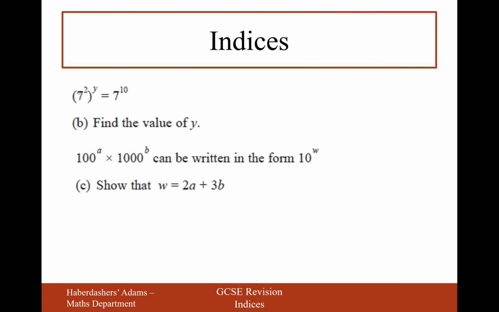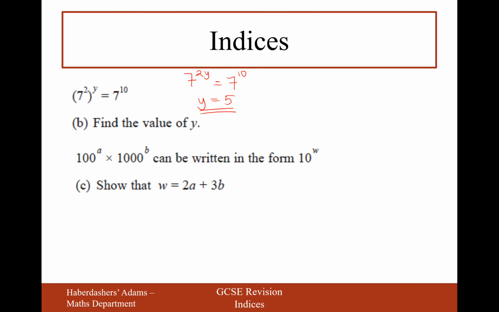Okay, so having a go at this one, on the left-hand side, when we solve this equation here, it's going to be 7 to the power of 2y, multiplying those indices together, equals 7 to the 10. And then now the powers are equal to each other, so y must equal 5. So there we are, that's the answer to part A. And now we've got 100 to the power of A times 1000 to the power of B, can be written in the form 10 to the W, show that W equals 2A plus 3B.